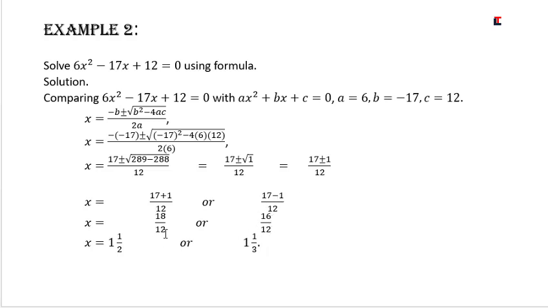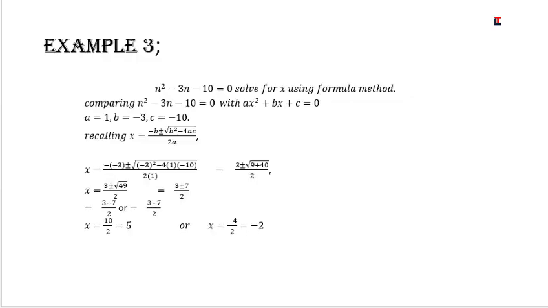So 18 divided by 12, you can break it down. By break it down, I have 1 number 1 all over 2, which is the same thing as 3 over 2. Or 16 over 12, I broke it down, I have 1 number 1 all over 3, which is same as 4 over 3. So this and this represent the solution to this equation.